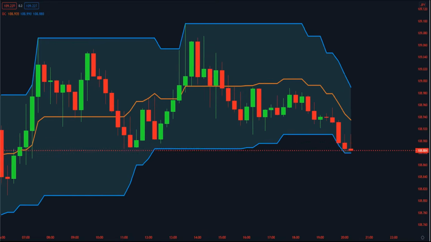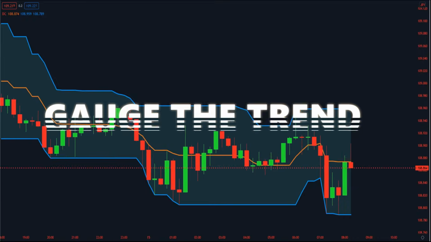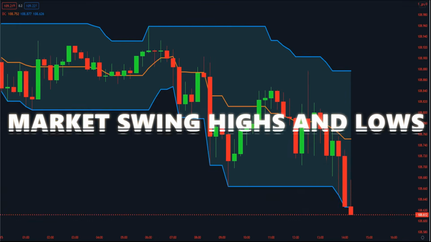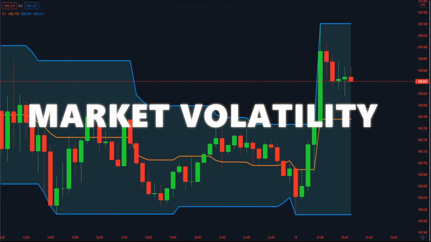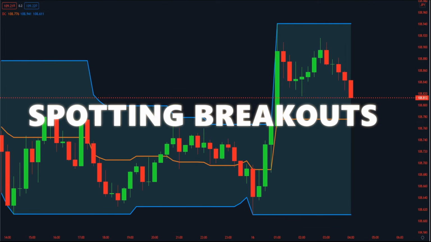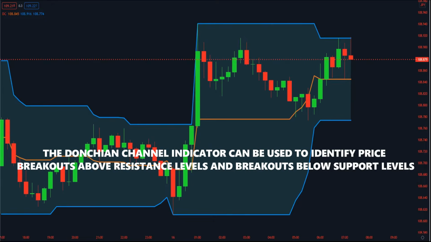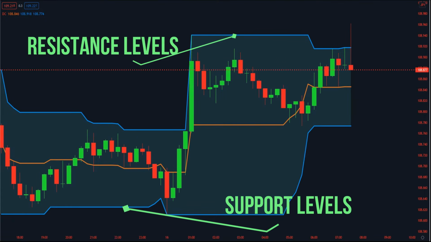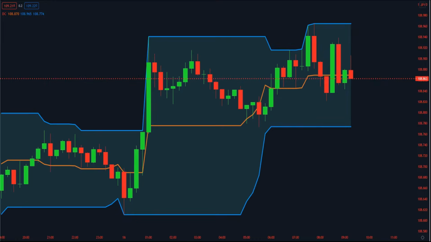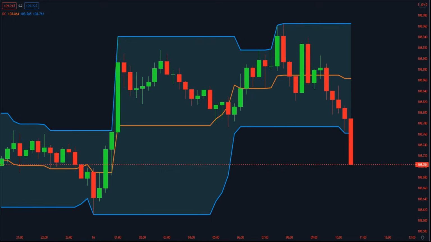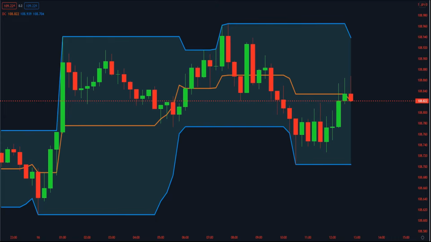The Donchian channel is also known as the price channel, and it can help you identify the following. Gauge the trend. Market swing highs and lows. Support and resistance levels. Market volatility. Spotting breakouts. The Donchian channel indicator can be used to identify price breakouts above resistance levels and breakouts below support levels. You will have a better understanding of how to identify breakouts using the Donchian indicator. However, the Donchian trading strategy performs best, especially in trading markets.